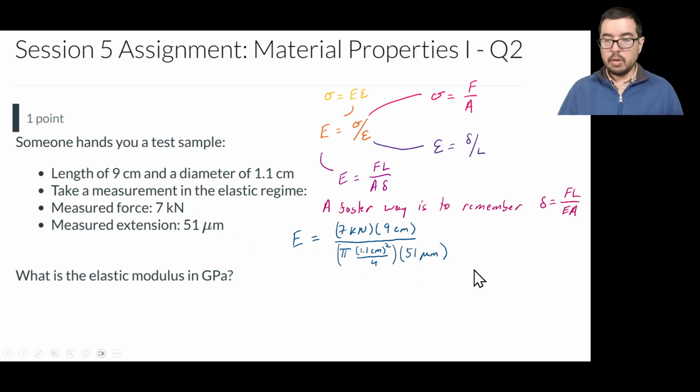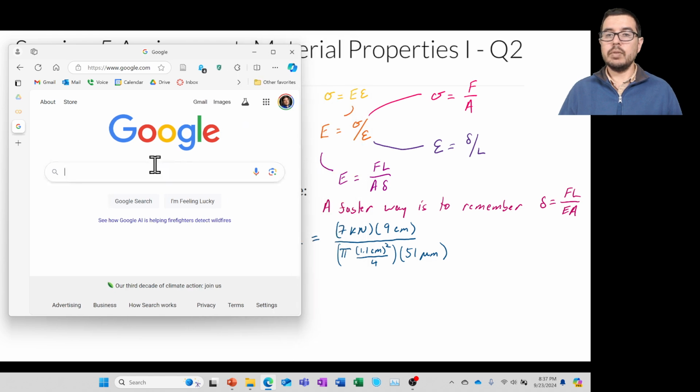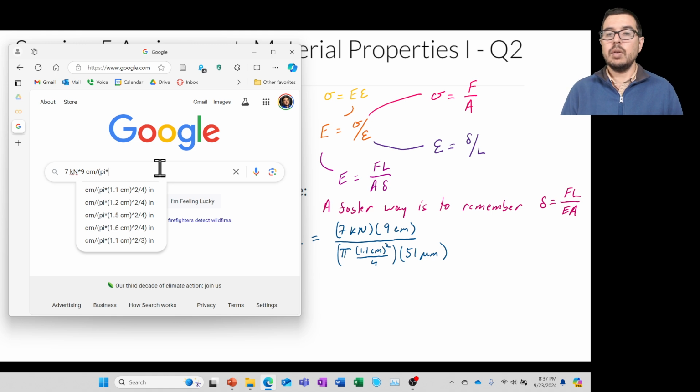Now, to calculate it out, if we've got a computer with access to the internet, we can use Google. So we'll plug in that we have 7 kilonewtons times 9 centimeters divided by, make sure you have lots of parentheses here, pi times 1.1. Oh, and I'm making a mistake. I got to make sure that I have the centimeters squared in there. So squared over 4.